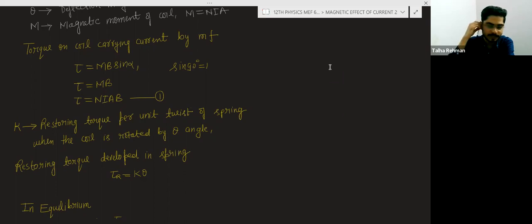So in exam, you can get the question like this. What is moving coil galvanometer? Write down the principle, construction and the working.